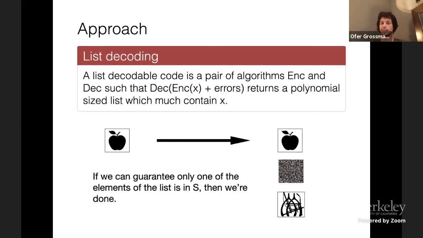So formally, the idea is we want to create these list decodable codes and augment them so that we can guarantee that with very high probability, only one of the elements in the list will be an S. Then we can check each one of these elements in the list to see if it's an S or not, and we just take the one that is an S.